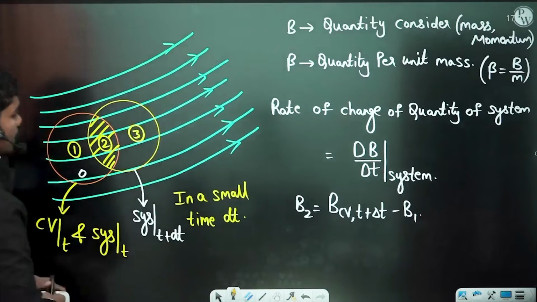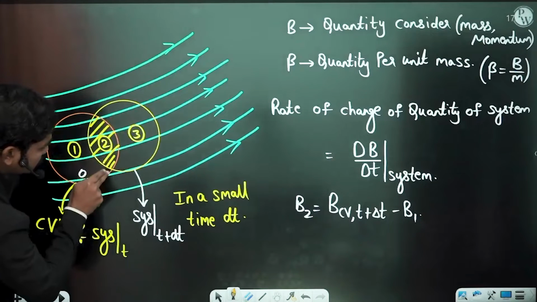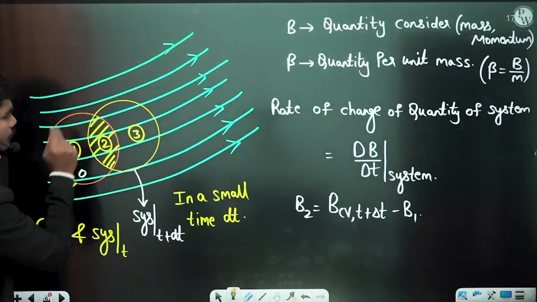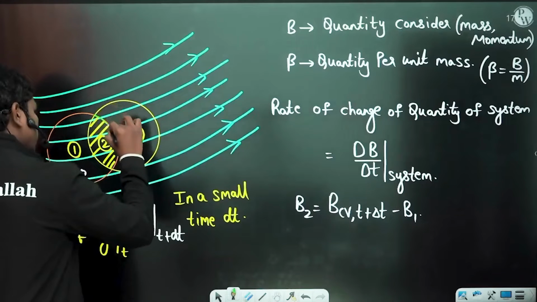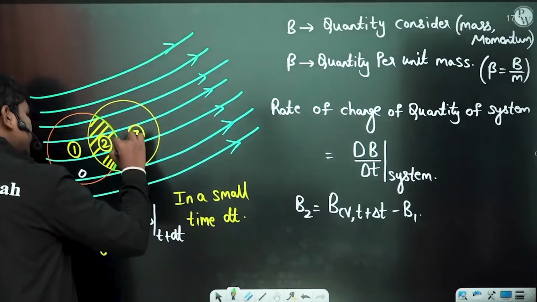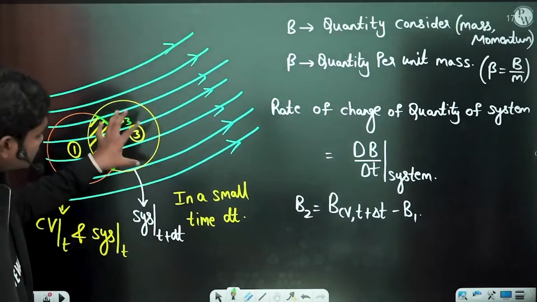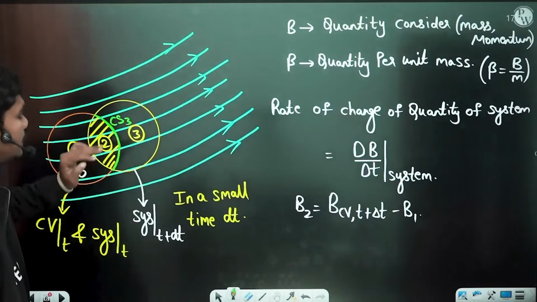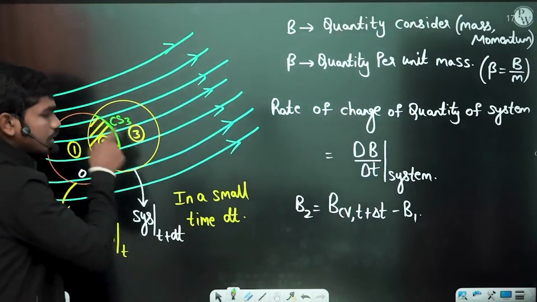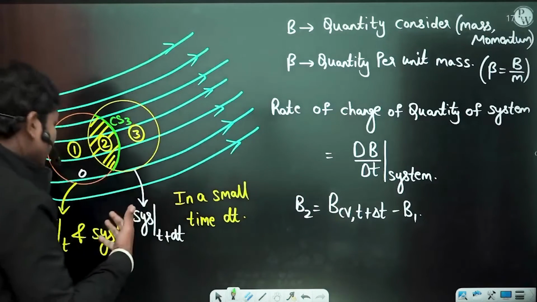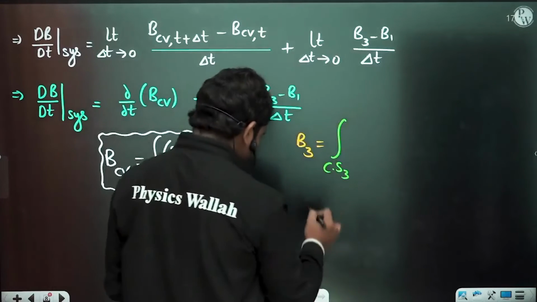Within the small time delta t, whatever is the property, whatever is the system that is actually crossing this particular surface, for example, if I call this control surface 3, let us suppose if this is control surface 3, CS3, then this quantity which is present in this region is nothing but the quantity which has cut this control surface and came out in a time of delta t, correct? So can I write that quantity as integral over the control surface 3?